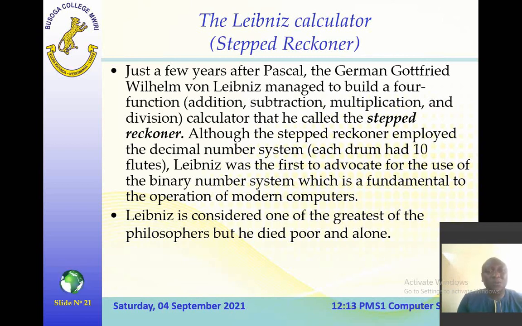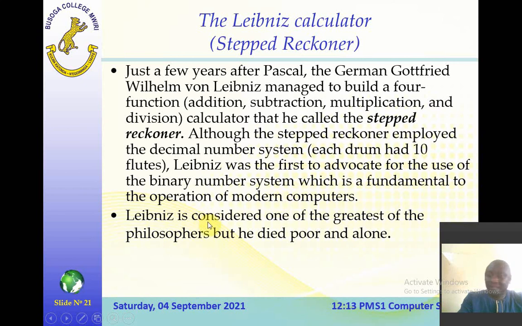Yes. Now when you look at the Leibniz calculator, just a few years after Pascal, the German Gottfried managed to build a 4-function calculator. As I was saying, it was able to do addition, subtraction, multiplication, and division. I think to some extent we are still using such a calculator. So this calculator that he called the stepped reckoner, Leibniz was the first to advocate for the use of the binary number system. This is very fundamental in the operation of modern computers.